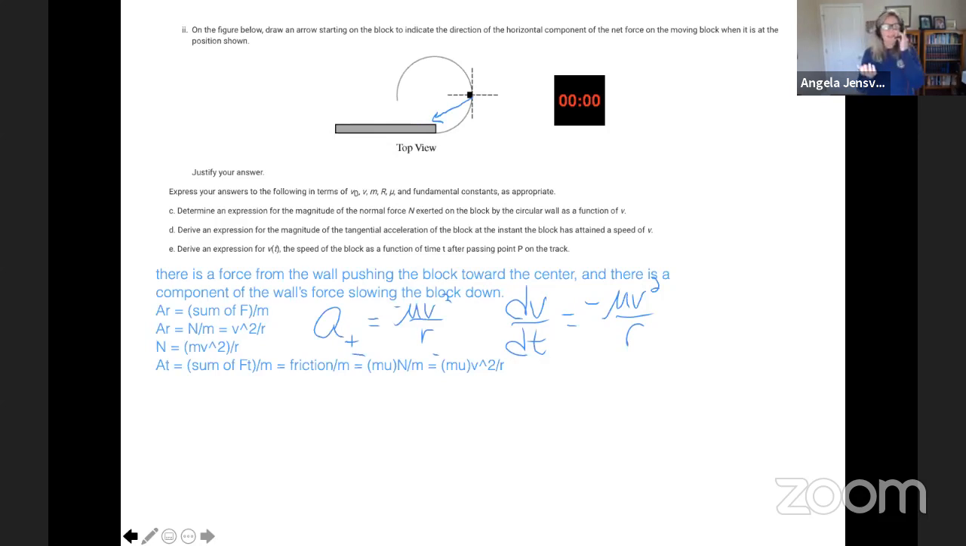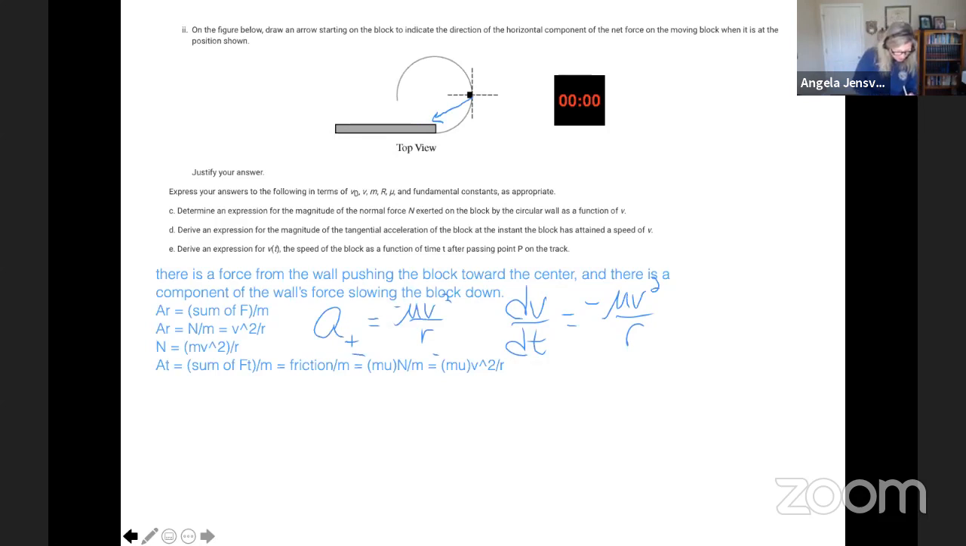You might see on the AP exam, they always say, but do not solve a differential equation. Everyone gets so intimidated by that. We just wrote down a differential equation. Now you can impress all your friends. It just sounds really scary. This is a differential equation. We wrote it, but we did not solve it. And now we're going to solve it.